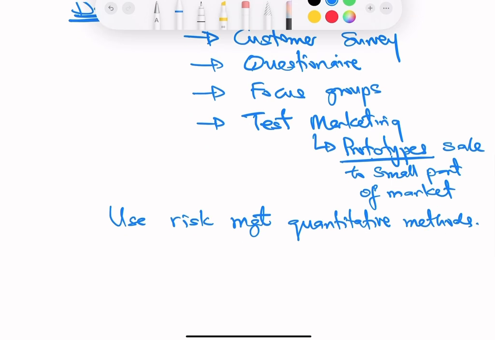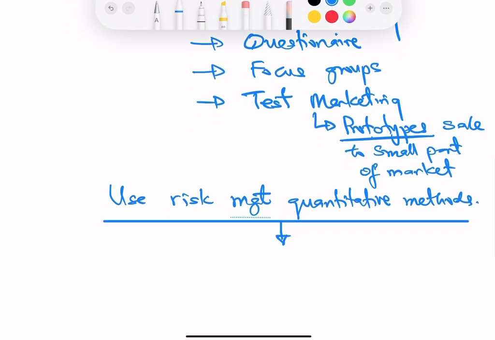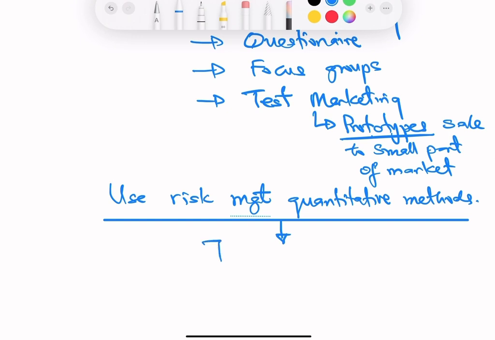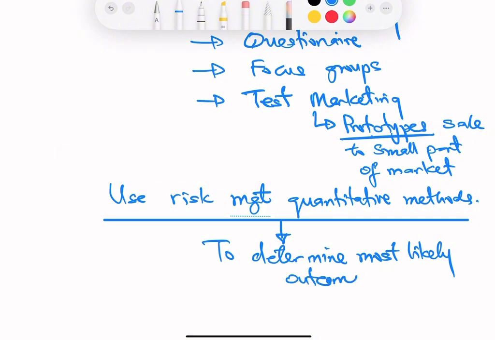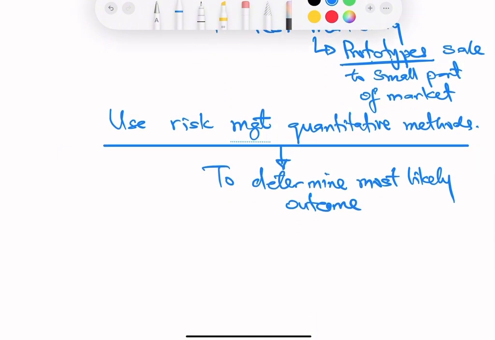And what would this give us? When we use this method, we will be able to determine the most likely outcome, because that is where we want to be. Our plan should be based on the most likely outcome. With that, we'll be very close to reality. That is what we want to do.